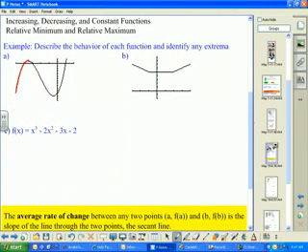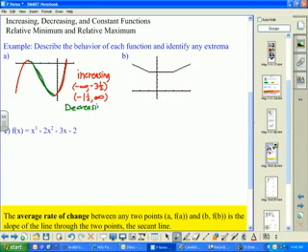So it's increasing here, so it's increasing there to there, and it's increasing there to there. So it looks like it's increasing from negative infinity, so all the way to the left, to negative 3.5. And it's increasing again from negative 1.5 to infinity. It's decreasing here. Remember, I'm writing in interval notation, so it's decreasing from negative 3.5 to negative 1.5.